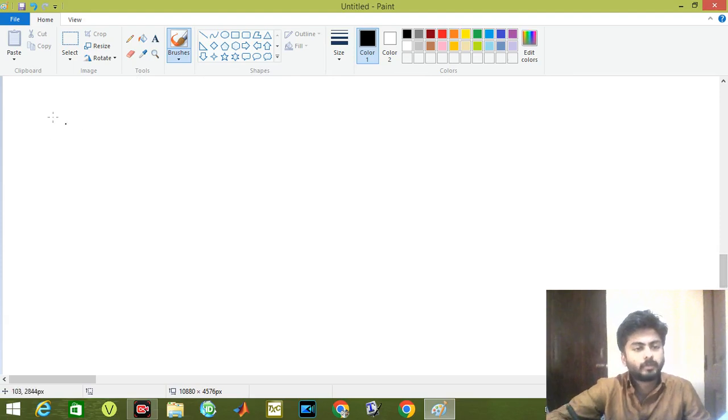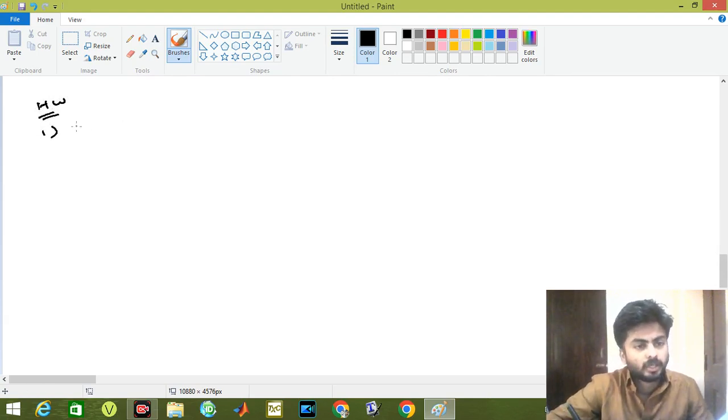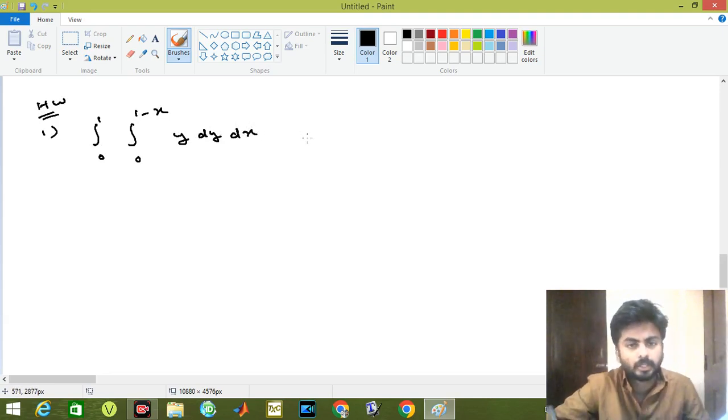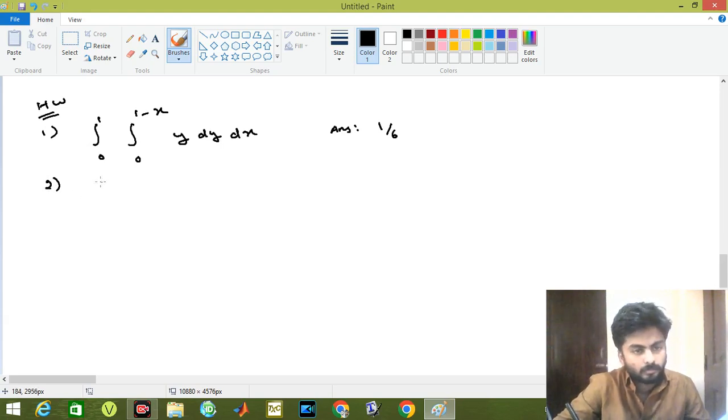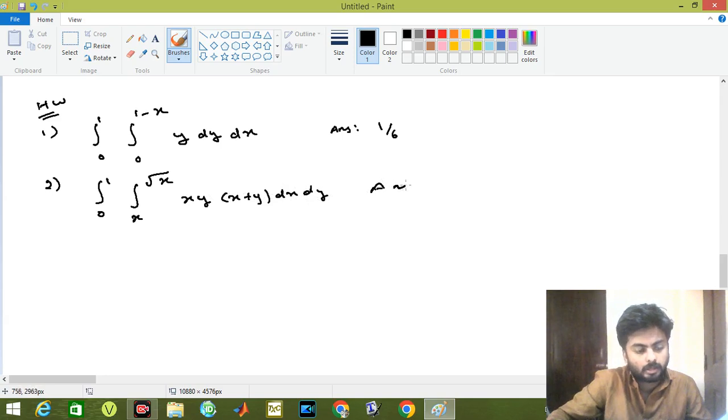The first problem in the homework is: evaluate integral 0 to 1, integral 0 to 1 minus x, of xy dy dx. When it is in correct form, you have to do it as it is. The answer is 1 by 6. The second problem is integral 0 to 1, integral x to root x, xy into x plus y dx dy. The answer is 3 by 56.